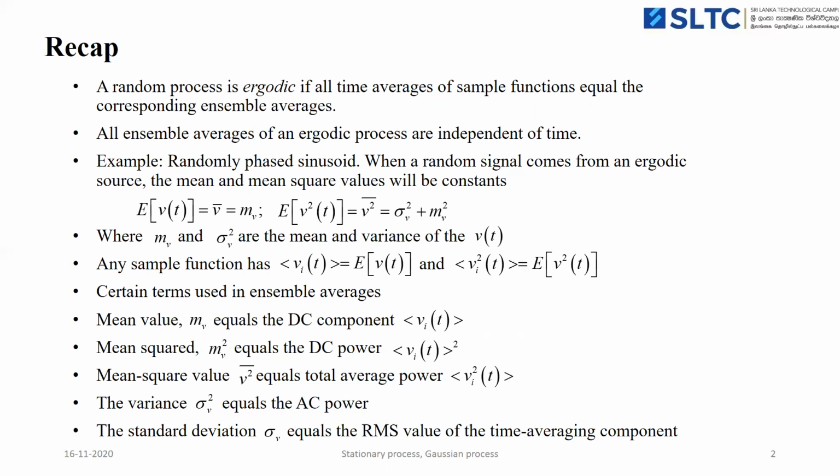Which means that all ensemble averages of an ergodic process are independent of time. Irrespective of time, it maintains a constant average value. The ergodic process maintains the constant mean value irrespective of the time of occurrence of the event. Example: the randomly phased sinusoidal signal.